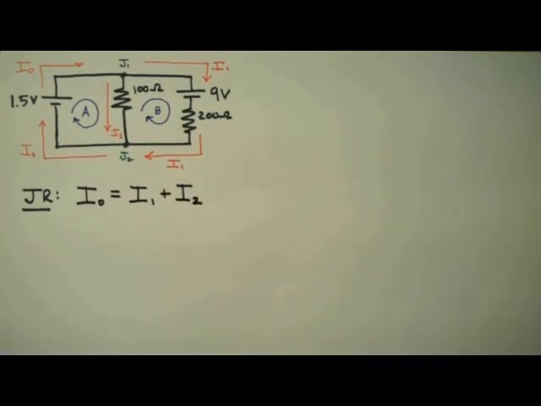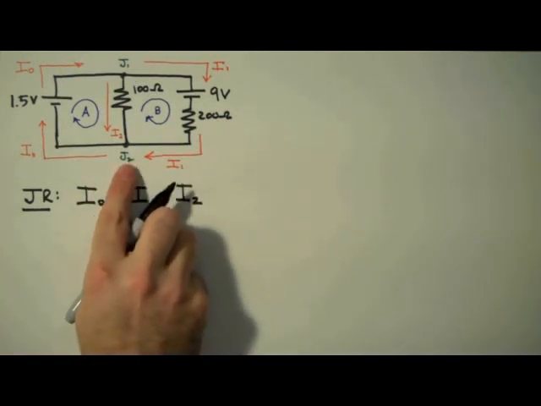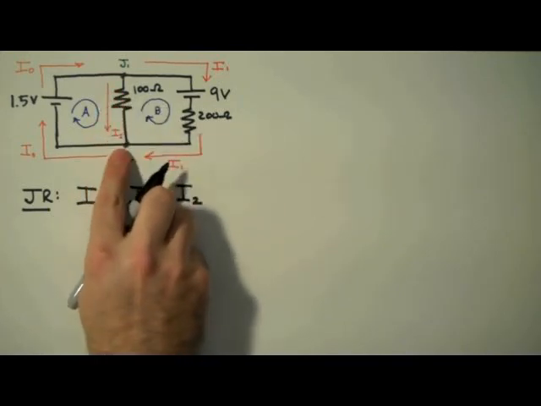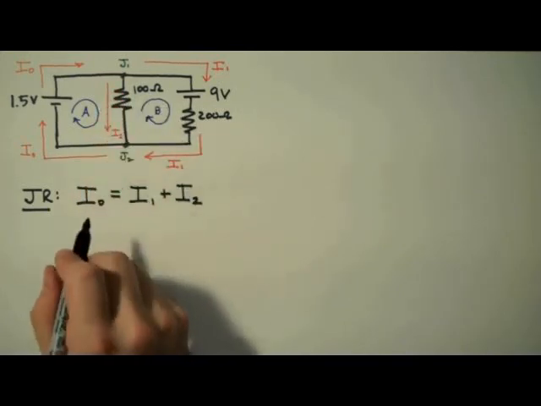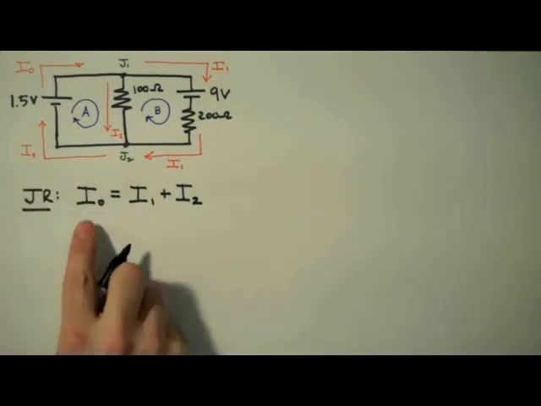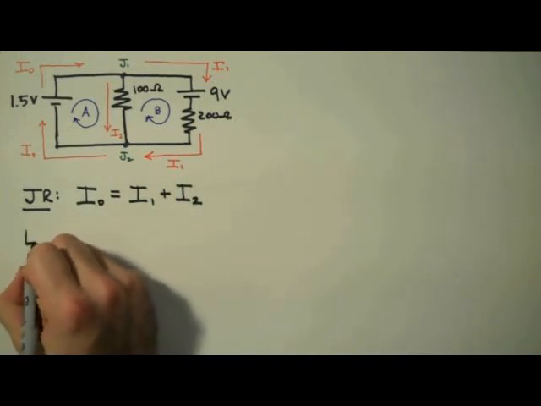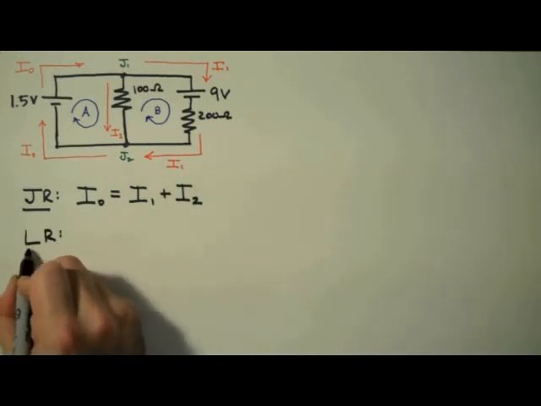Now, if I apply the junction rule to junction 2, we'll have I1 coming in as well as I2 coming in. So on the left-hand side of the equation, it would be I1 plus I2. And we have I0 coming out. So on the right side, we have I0. This is exactly what we have already written. So we're not going to use that equation.